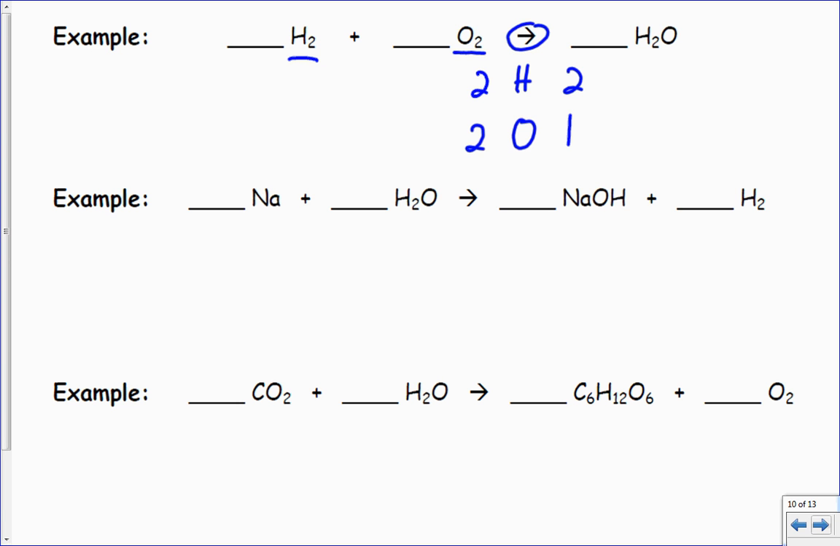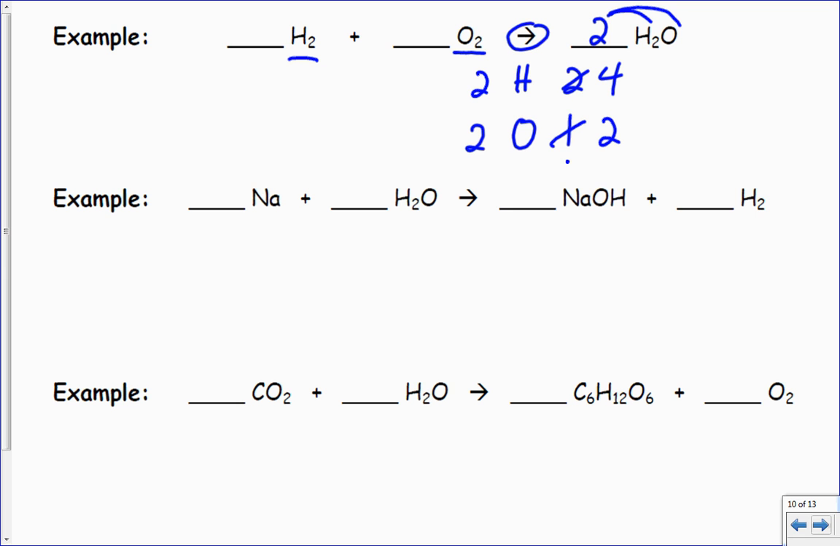So what do I have to multiply this 1 on the right by to get to 2? Well, 1 times 2. I can add coefficients, so let me add that coefficient number 2 in there. But now I have to reevaluate, and this is the piece that you can't forget. So now I have to do the whole molecule. 2 times 2 for hydrogen is now 4. I can cross it out and write my new number. 2 times the 1 oxygen in the molecule becomes 2.